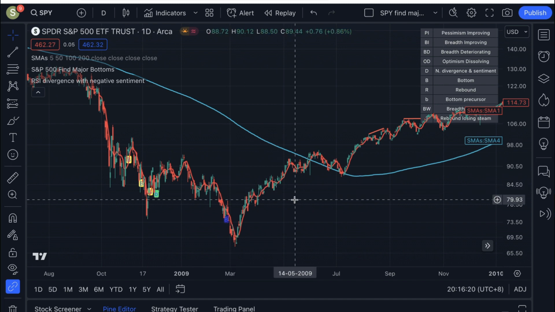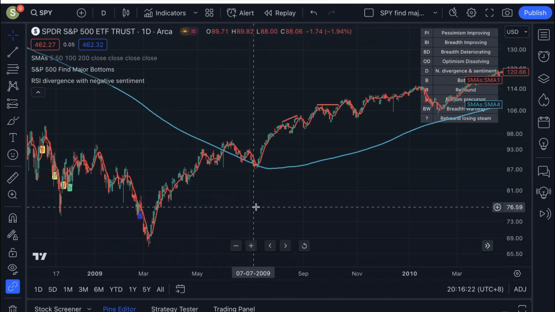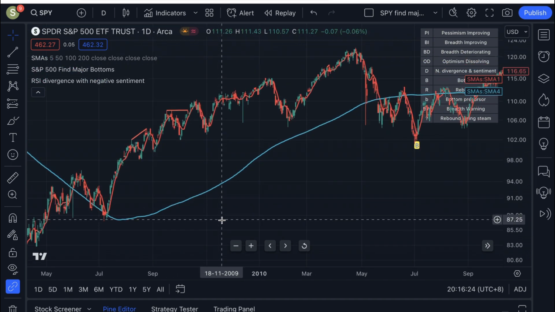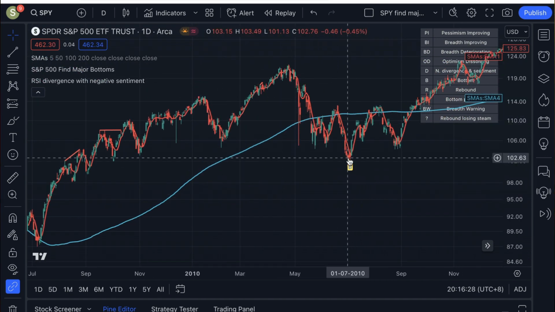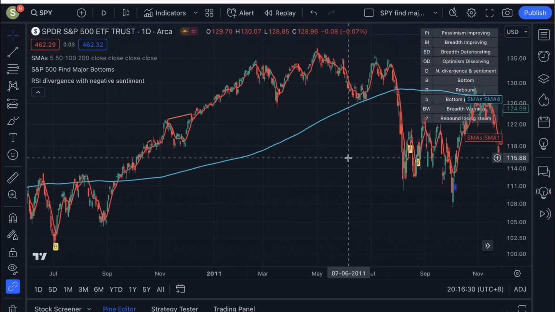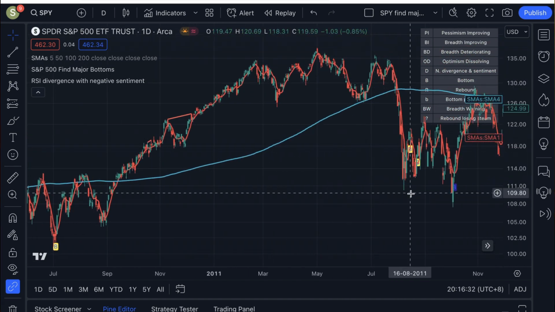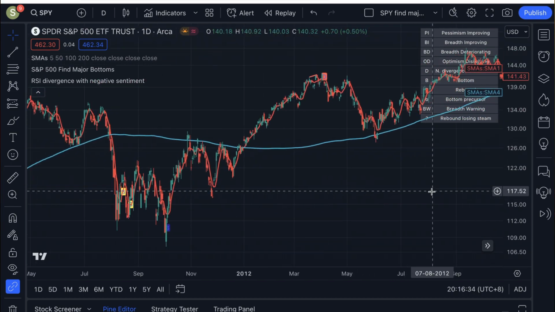For all the major bottoms identified, they present good opportunities to start building up equity positions. And if the positions are held until a major top is detected, at which point profit is taken and positions are sold, then a very nice return greater than the annual average 9% SPY return can be achieved.